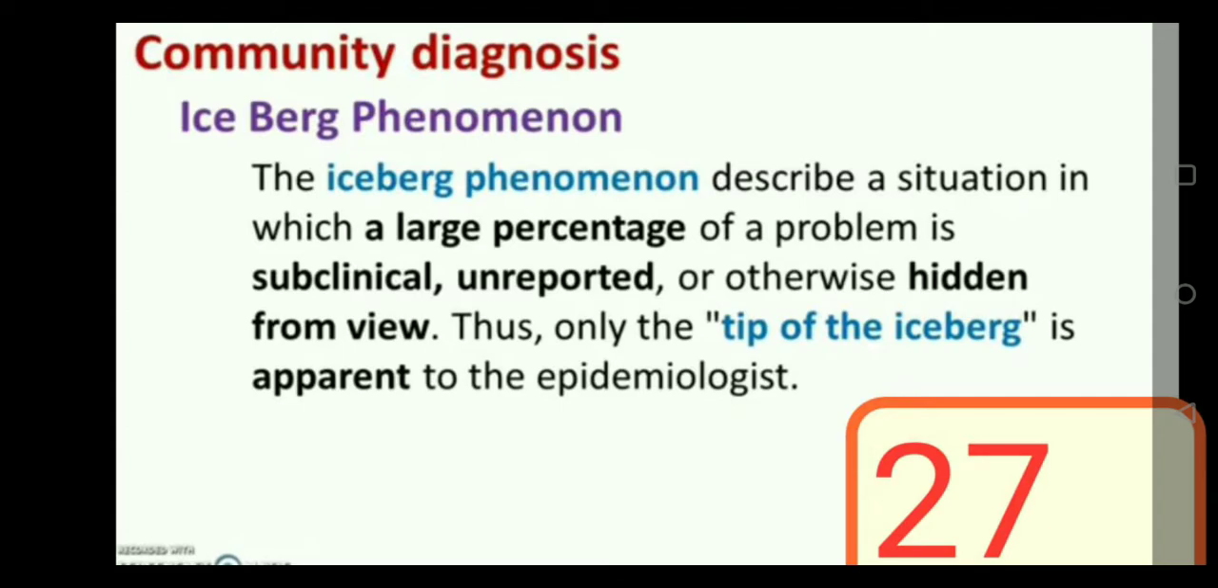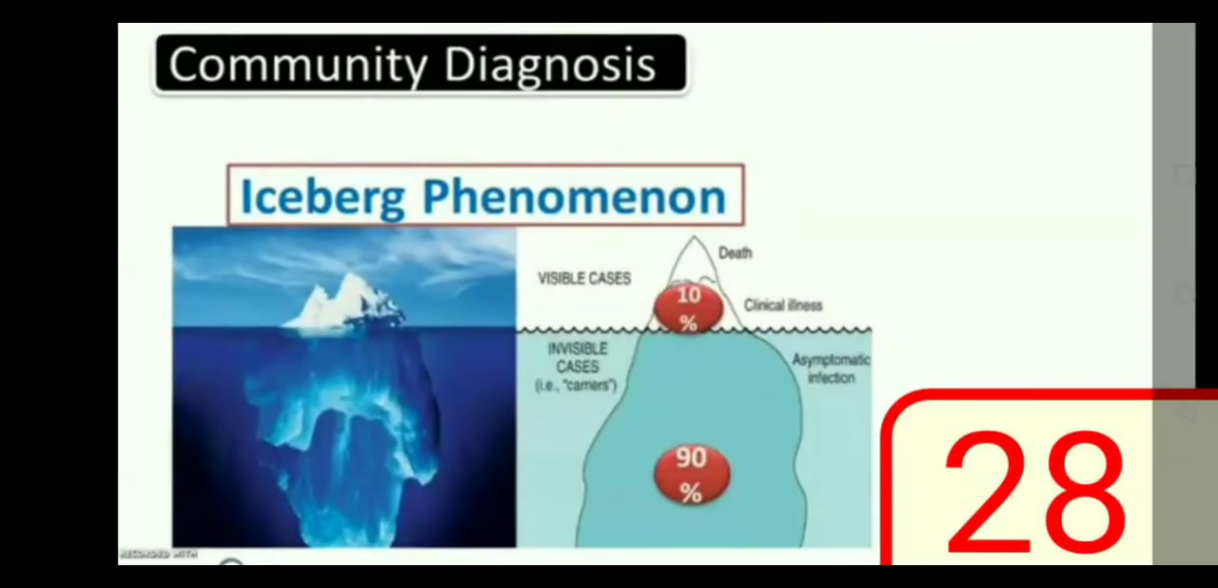Thus only the tip of the iceberg is apparent to the epidemiologist, that is, whichever superficial area, the tip of the iceberg, is measured towards the disease conditions. So we'll see what the iceberg phenomenon is. We can see the picture. Here the ice is divided into two parts, one above the water level and one below the water level.